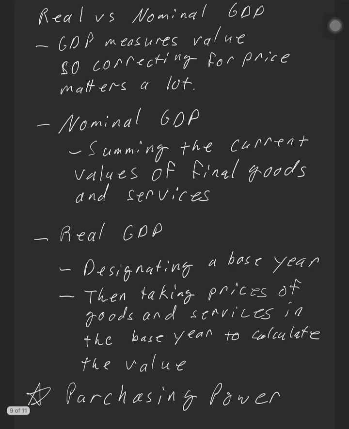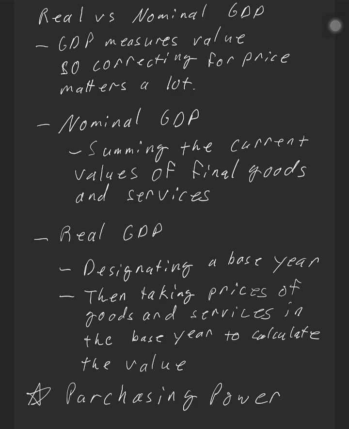Okay, so as promised, I want to turn to the real versus nominal idea. GDP measures value, so correcting for price is very, very important, because if the price is changing, then our measurement of the value will be different at different time periods. So what's nominal GDP? That is simply summing the current values of the final goods and services to get GDP. What's real GDP? That's when you take the prices of goods and services in a particular year to calculate the value so that we can compare across years.